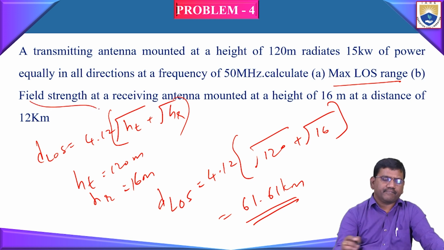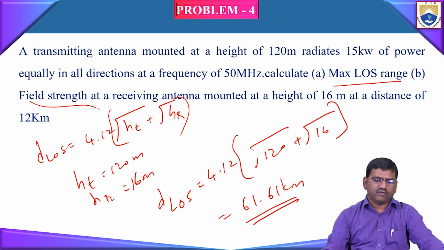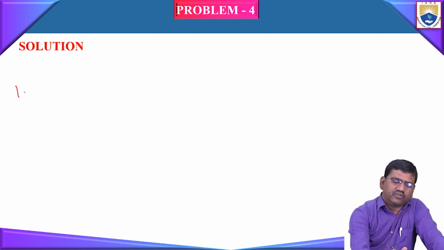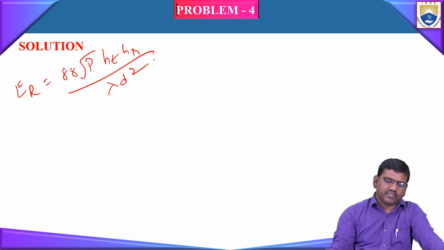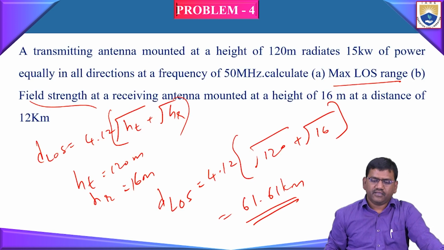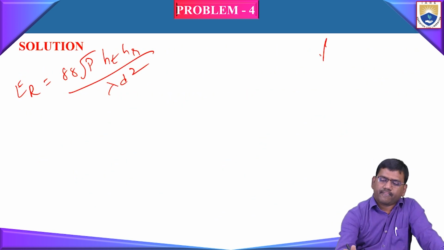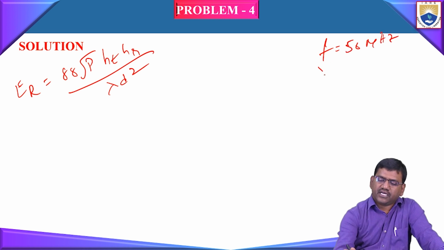And the second problem, that is the field strength. So what is the field strength at the receiving point? We have a formula to find the field strength in space wave propagation: 88 root P HT HR by lambda d square. So here, what is the frequency given in the problem? The frequency is given as 50 megahertz. So from this 50 megahertz, we need to calculate lambda.